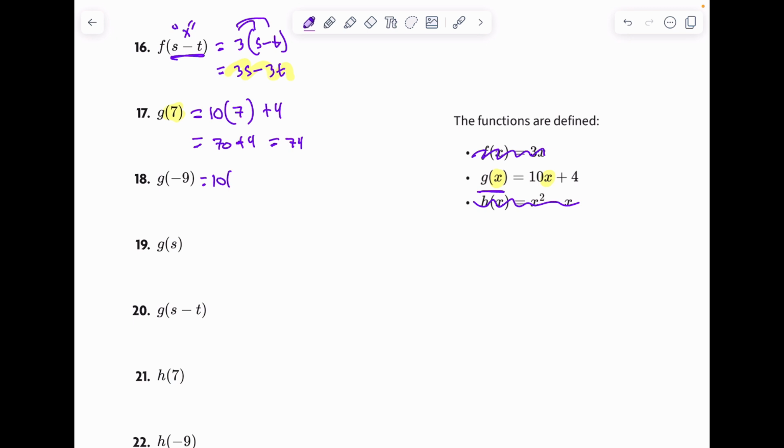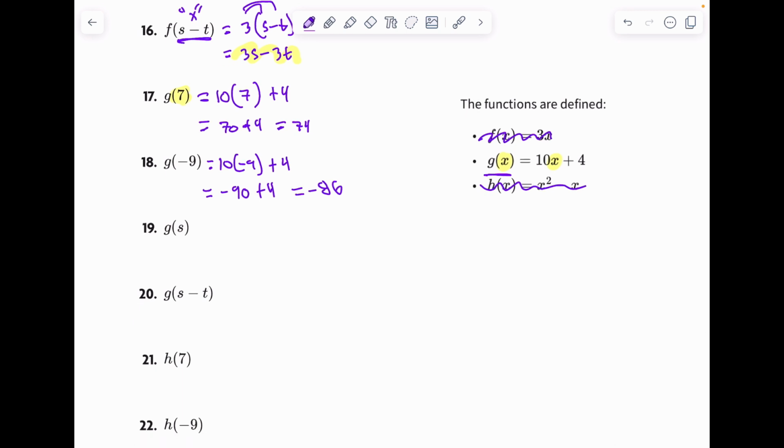Next one would be 10 times negative 9 plus 4. Negative 90 plus 4 is negative 86. You should be comfortable doing these calculations without your calculator. You should not be using it. Now, s, we're into that problem again. What does s mean? Think about this as your x value. It's not a number, but it's a variable. So 10 times s plus 4. What's 10 times s? 10s plus 4. That's it.